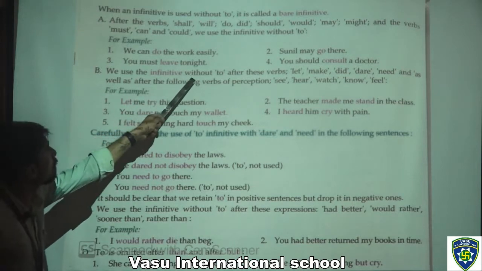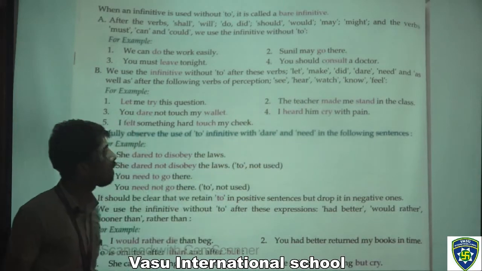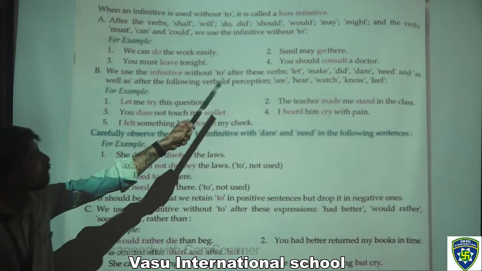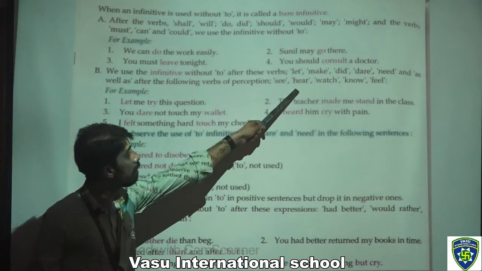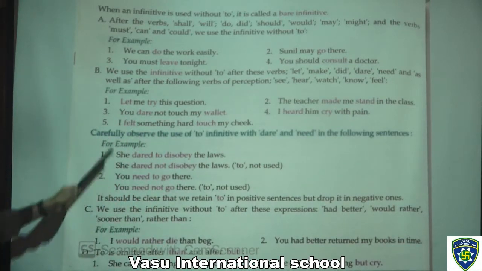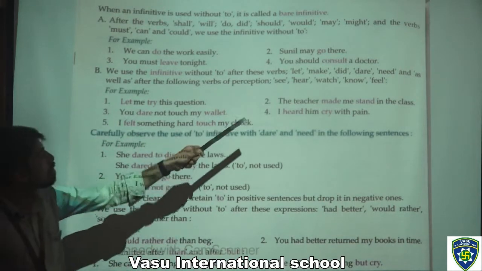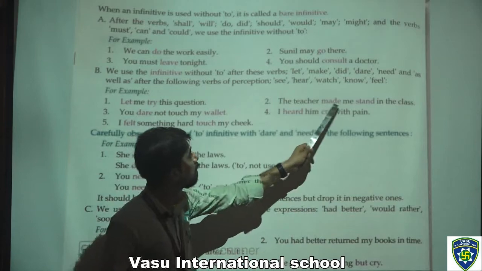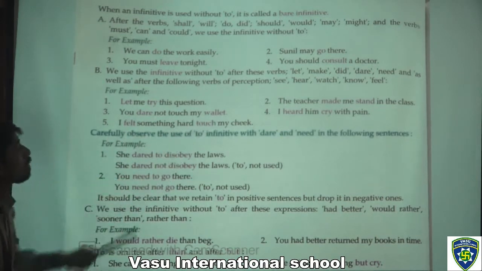Now after that, point B. We use the infinitive without to after verbs like let, make, did, dare, need, as well as after the following verbs of perception: see, hear, watch, know and feel. For example, let me try this question. So let and try are infinitives. The teacher made me stand in the class. So made and stand are both infinitives. You dare not touch my wallet. So dare and touch are infinitives.